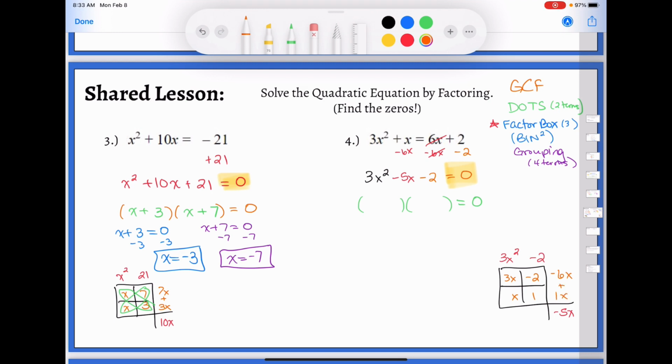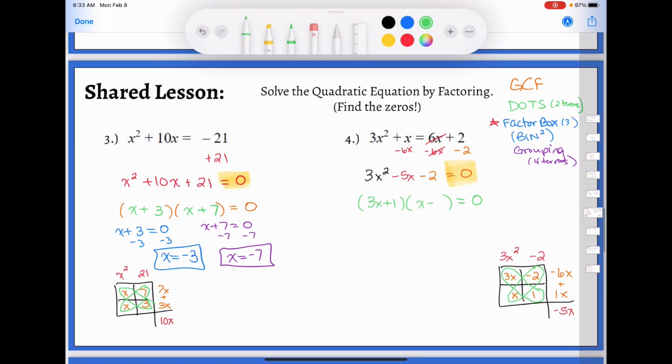Now remember, diagonals are your parentheses here, right? So one set is 3x plus 1. The other set is x minus 2. So whatever method you use, you should end up with our factors of 3x plus 1 times x minus 2. And now I'm going to set each one of these equal to 0. So I have 3x plus 1 equals 0.